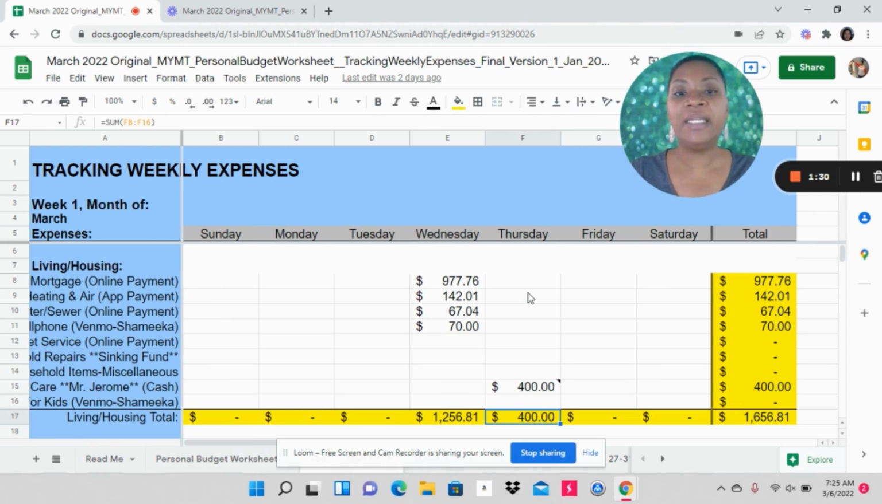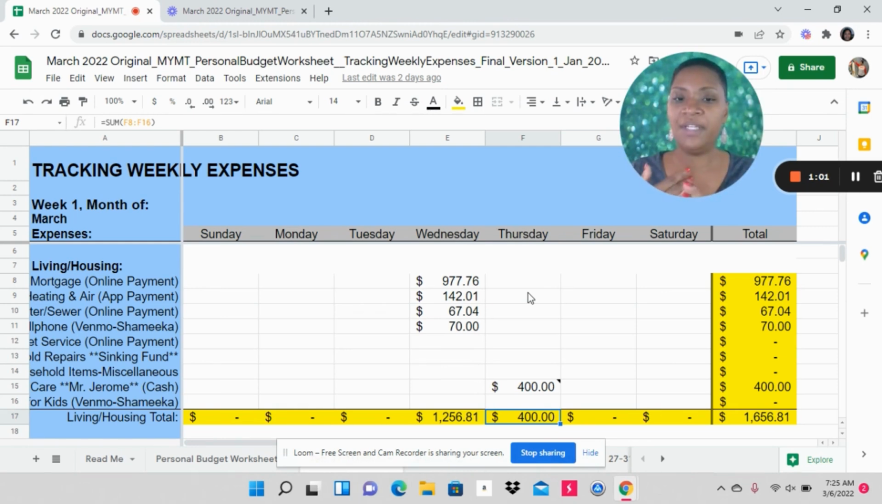My heating and air was 142.01. I got my projected bill for next month and it's down by about $25, $30. My water bill was 67.04, and that again was down from the month before. It was like 80 something. So I know there was a toilet running. I went in the kitchen and heard the kids' toilet, and I was like, what in the world? They had already gone out to walk the dogs and it was running. So we just have to be mindful of that.